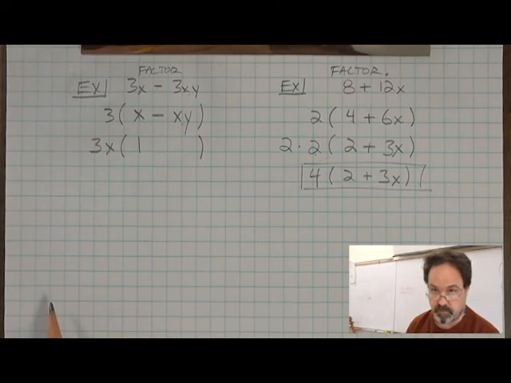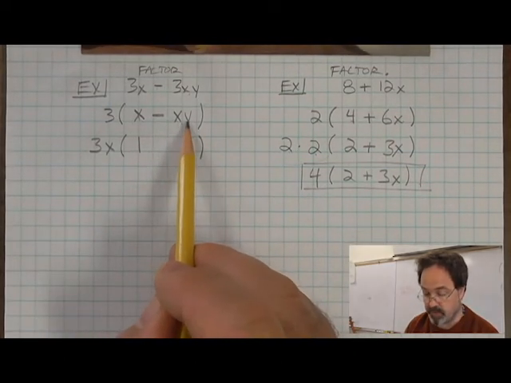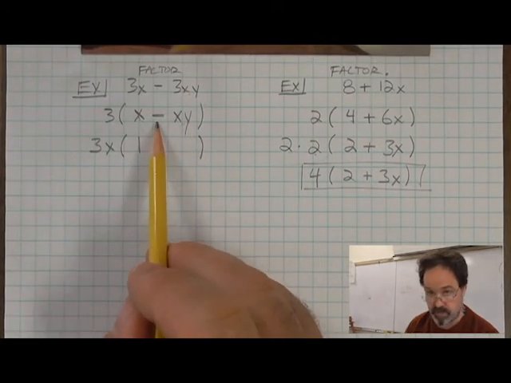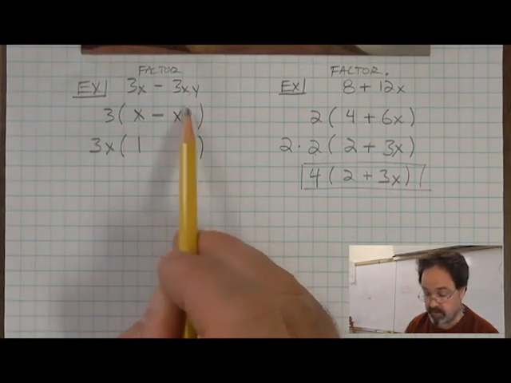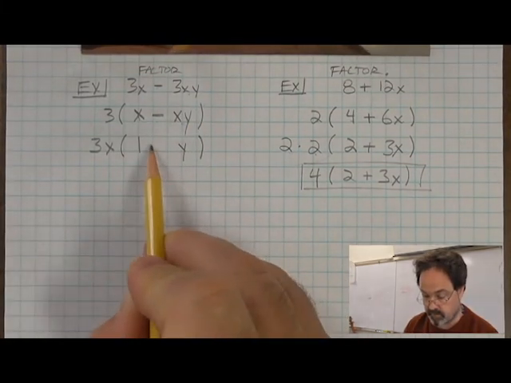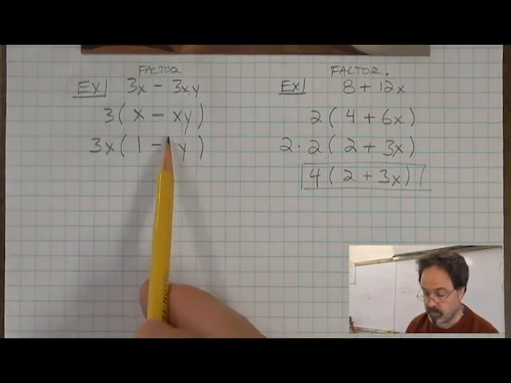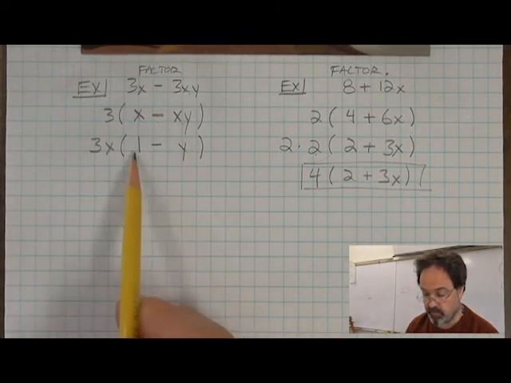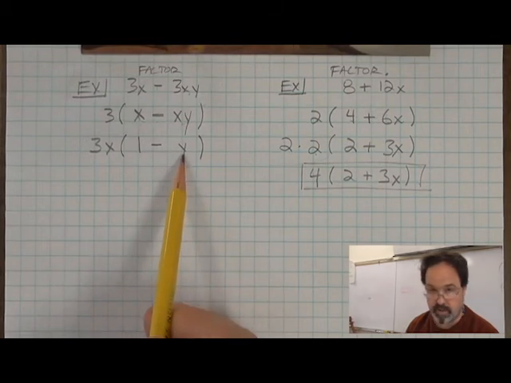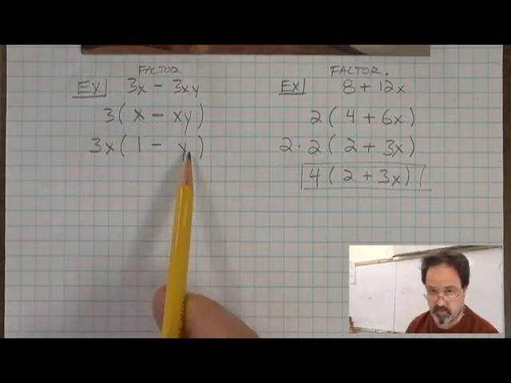It's something over itself. What remains of the xy term, which is negative? When I divide this by x, the y will remain, and it's still negative. Am I completely factored? Well, there's nothing else that will divide 1 and y evenly. So I'm finished factoring what's inside the parentheses.